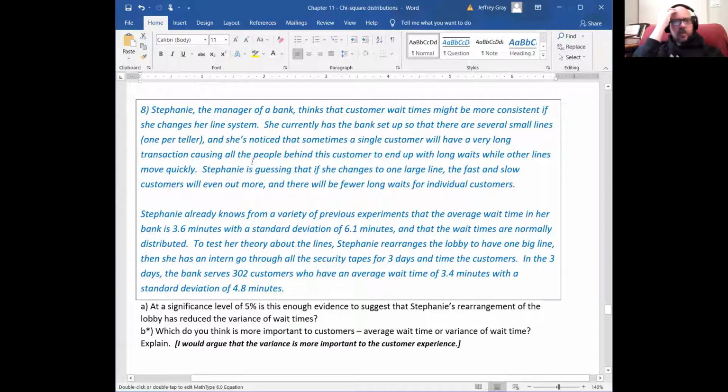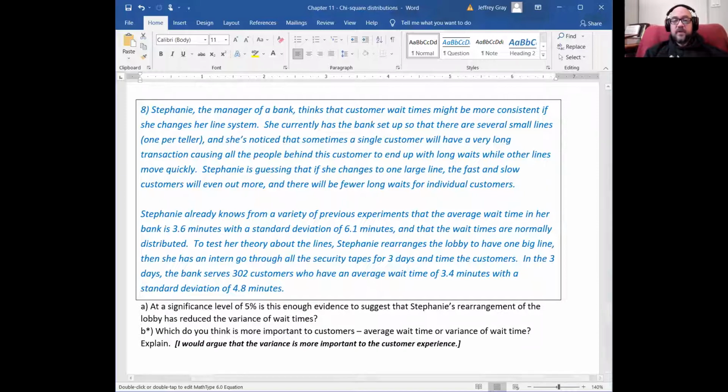Stephanie is manager of a bank. Oh, I just realized I used the same name for this bank manager as I did for the one on the homework where she's testing her laser. Anyway, she's a manager of a bank who apparently likes lasers. She thinks that customer wait times might be more consistent if she changes her line system. She currently has the bank set up so there are several small lines, and she's noticed that sometimes a single customer with a very long transaction causes all the people behind this customer to end up with long waits while other lines move quickly. Stephanie's guessing that if she changes to one large line, the fast and slow customers will even out more, and there will be fewer long waits for individual customers, which of course would make them mad or at least annoyed.